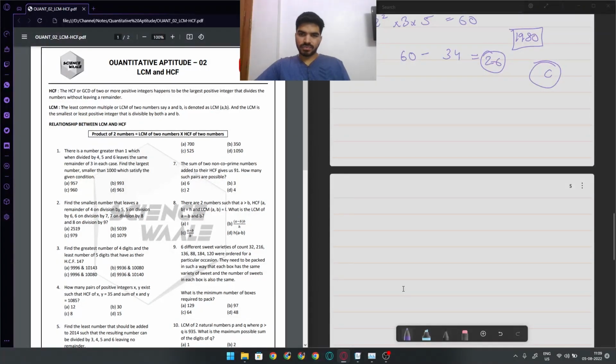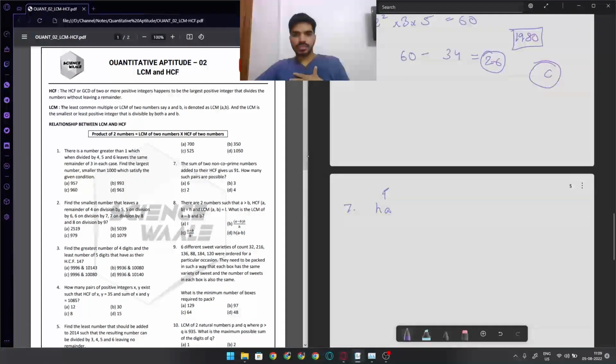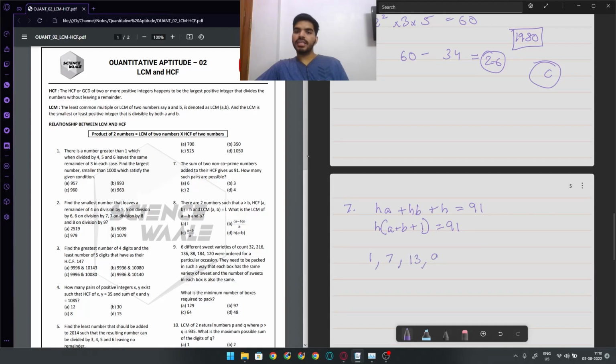We will simply first of all go with writing what we are given. Let the HCF be H. And just like I did previously, let's take the co-prime parts as A and B, so the numbers are HA and HB. HA plus HB plus H is equal to 91. Now I am taking H common, so H times (A plus B plus 1) is 91. If you are aware, then H can either be 1 or 7 or 13 or 91 itself.